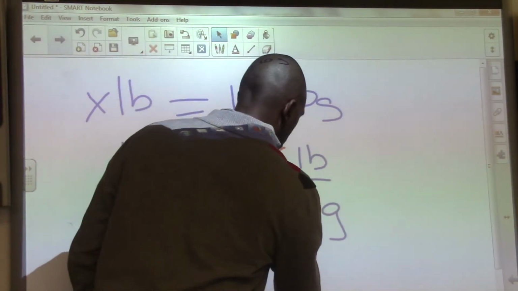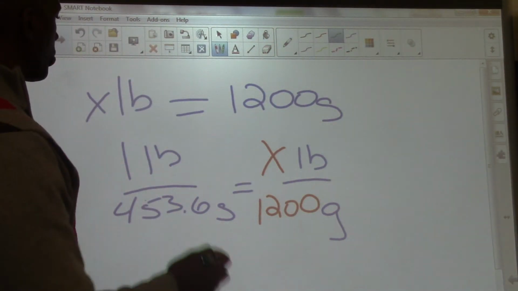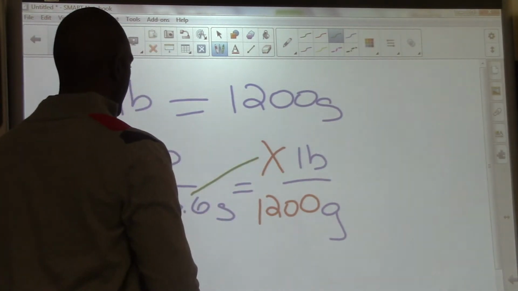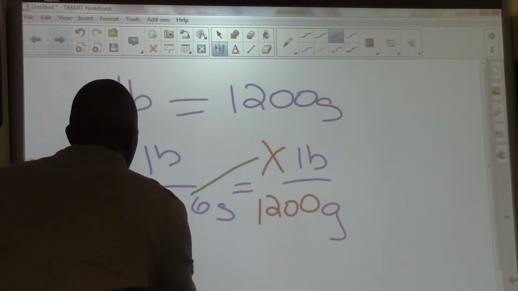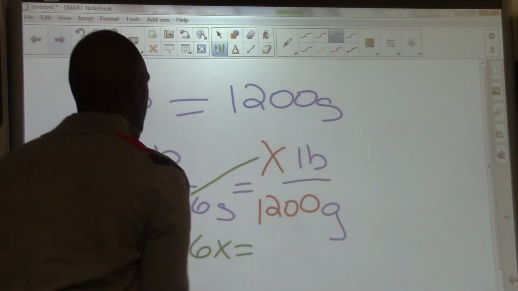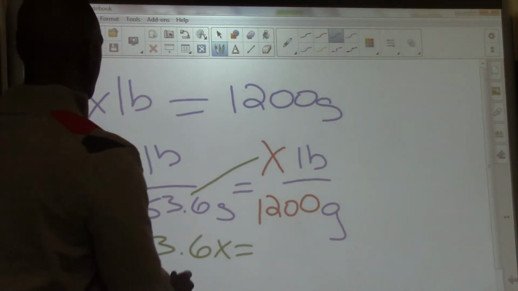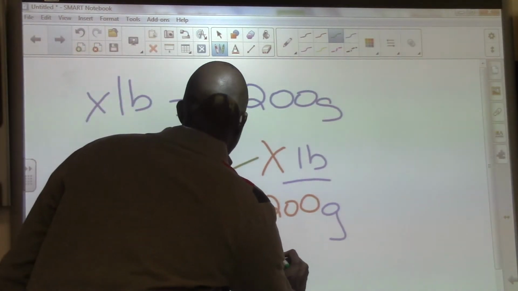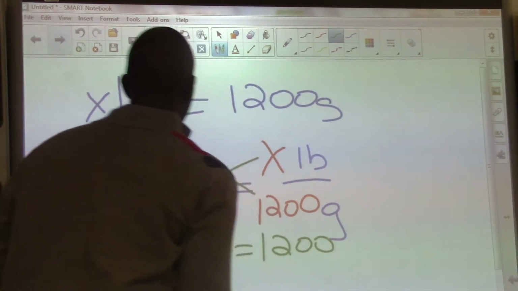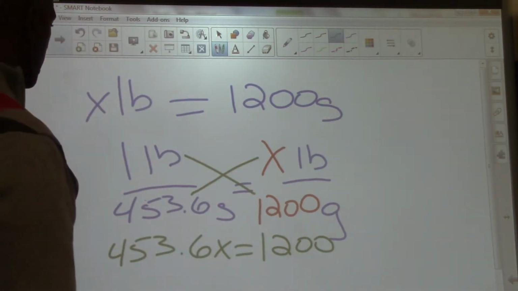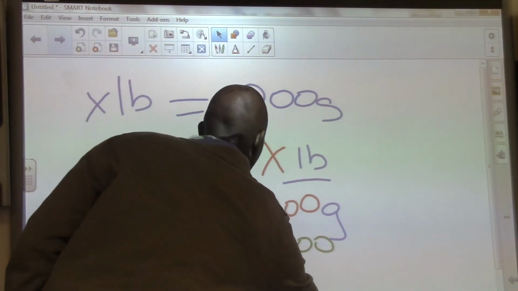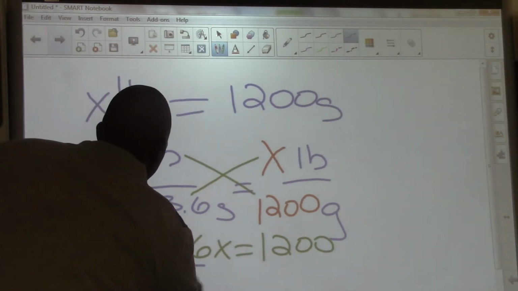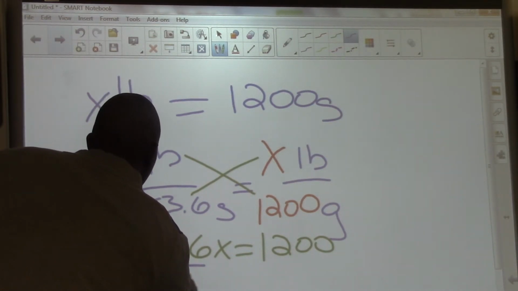Now, as we always do when we're solving our conversion problems, we're going to cross multiply. We cross multiply 453.6 times X. Then we cross multiply 1 pound times 1,200 grams. 1 times 1,200 is 1,200. Now, to solve for X, we divide by 453.6.